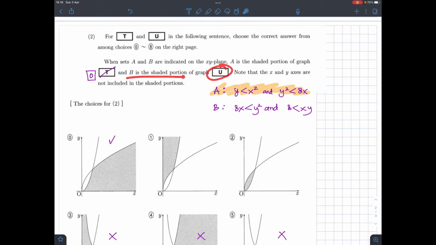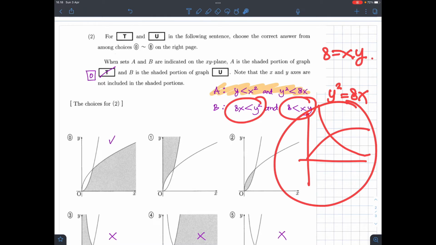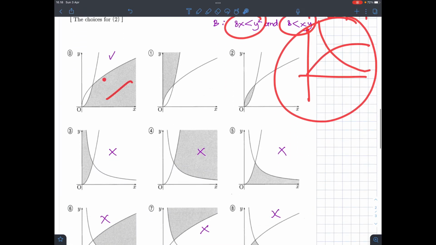The U is from B. Like what I said before, y squared equal 8x, the graph should look like this. And the other one, 8 equal xy, is a fractional function. It should look like this. So every option, including these two graphs, may be the correct answer. Okay, let's check. This is already no.